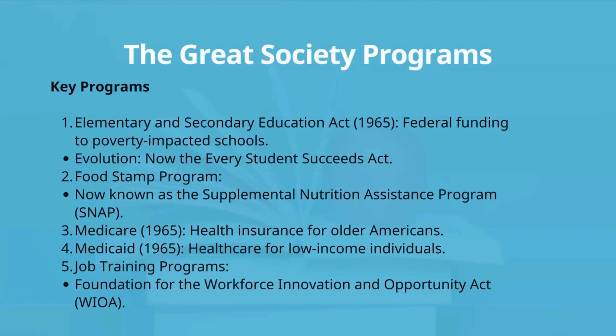Then we have the Great Society programs. Let's think about how the Great Society introduced monumental reforms, including the Elementary and Secondary Education Act, now the Every Student Succeeds Act. We have the Food Stamp Program, now known as SNAP, and Medicare and Medicaid, which remain pillars of U.S. healthcare. These programs laid the foundation for today's social safety net, helping millions achieve stability and security.